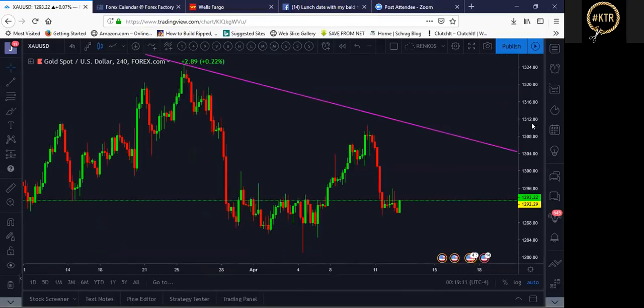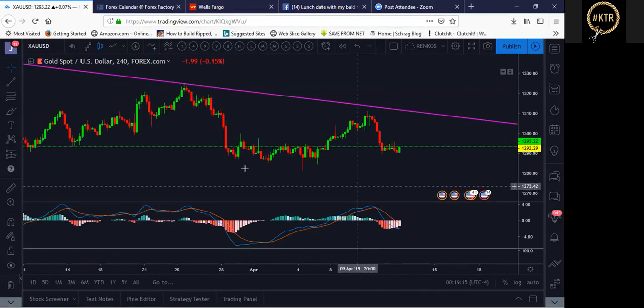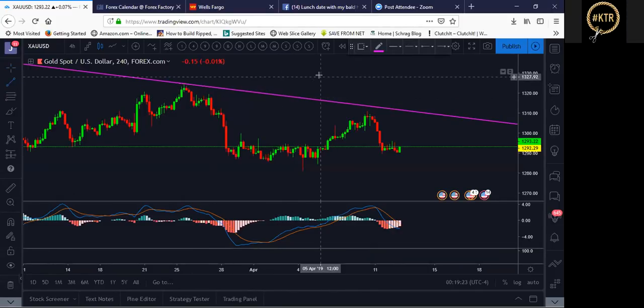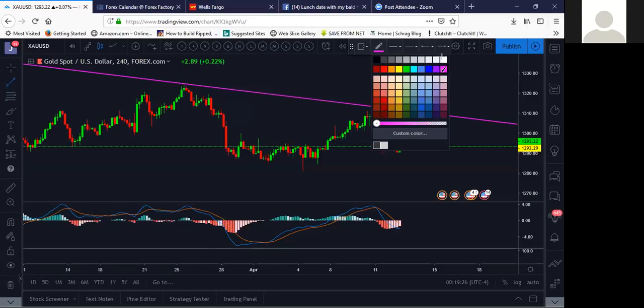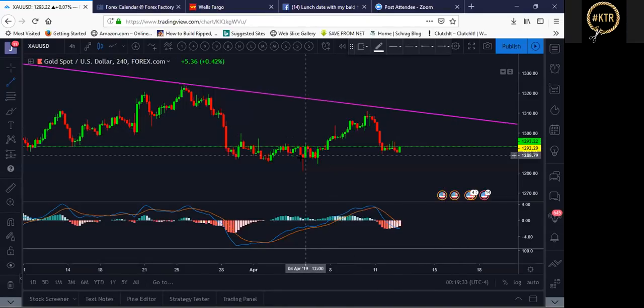Let's look at this. Now this is when I turn my MACD on. I want to see what's going on. Look at this. If you see it, say I see it. Do you see it? I see it. I think y'all see it.